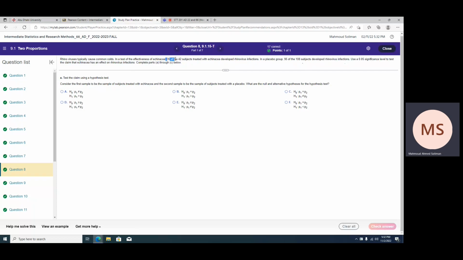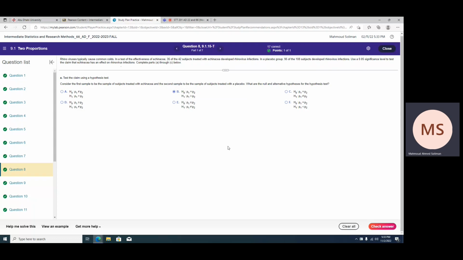So this is sample 1, sample 2 depends. Those who were treated are sample 1. And the second sample are those who were treated with a placebo. Yes, so this one is sample 2. So this is P1 and P2. Is it greater than? So we have to test the claim that the treatment has an effect on the virus. So that means it's more than.